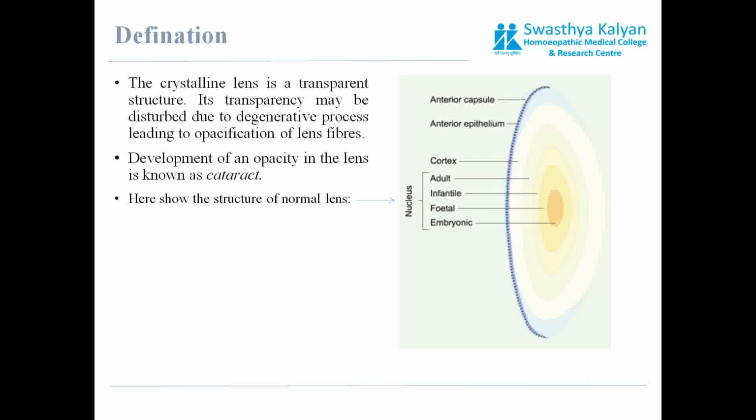Here I show the normal structure of the lens for you. First is the capsule. The anterior capsule covers anteriorly, and the posterior capsule covers posteriorly. Then the cortex, then the nucleus. The nucleus is again divided into four parts: adult, infantile, fetal and embryonic. All these types of nuclei we say are the developmental stages.